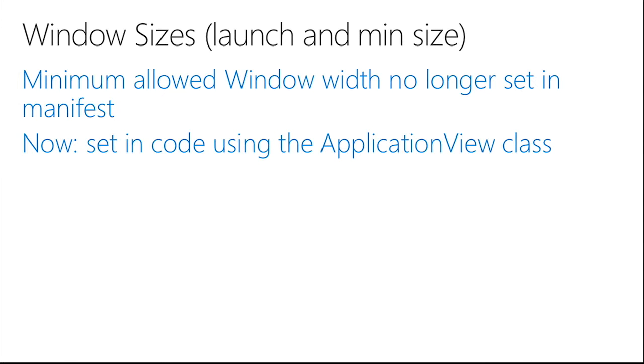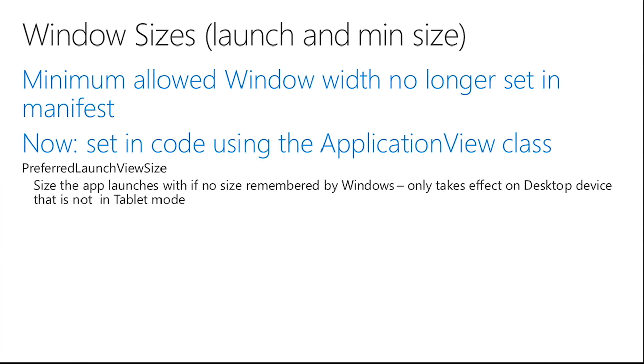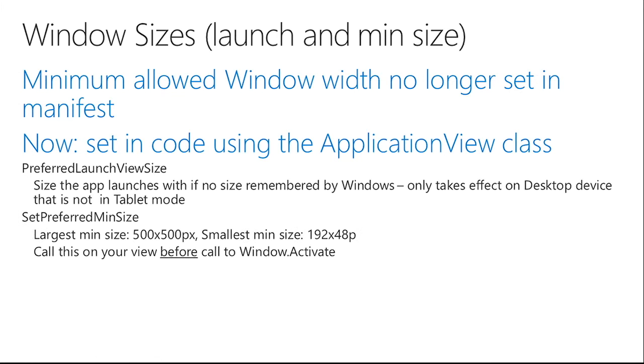Instead you have to set it in code using the application view class. There's a preferred launch view size method that you need to call, which only takes effect on desktop devices, not in tablet mode. It's anything that has a chrome around the actual window. And there's another method called set preferred min size. This is the equivalent of the old minimum width that you used to put in the manifest.